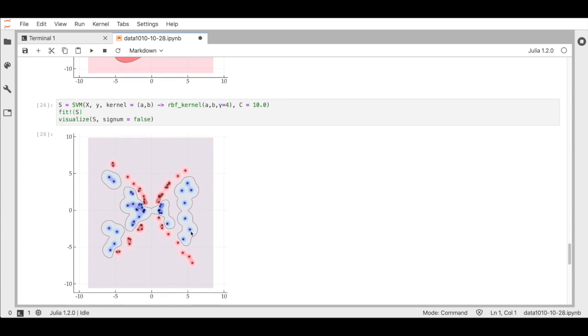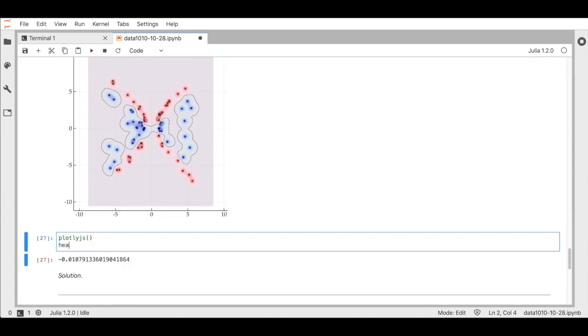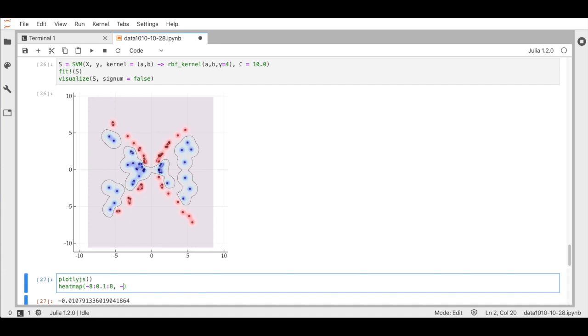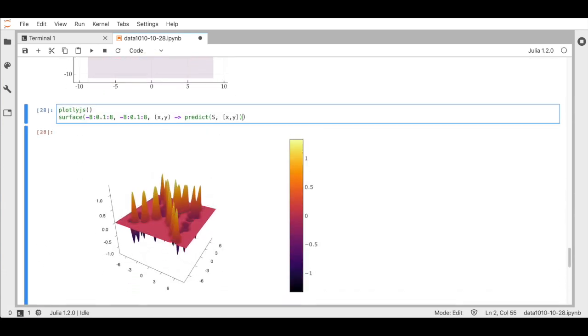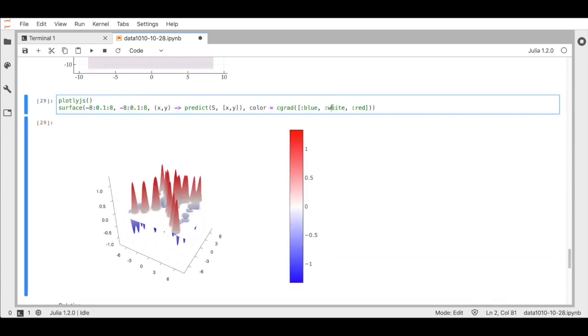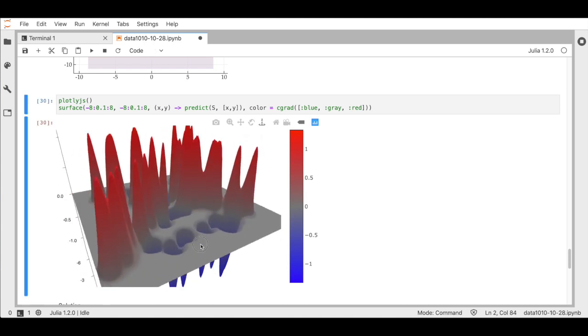What we get is a sort of blue pile at each one of these blue training points and a red pile at each one of these red training points. And in fact, the shape of this pile is exactly the shape of the Gaussian function that goes into making the radial basis function. So it looks like this.